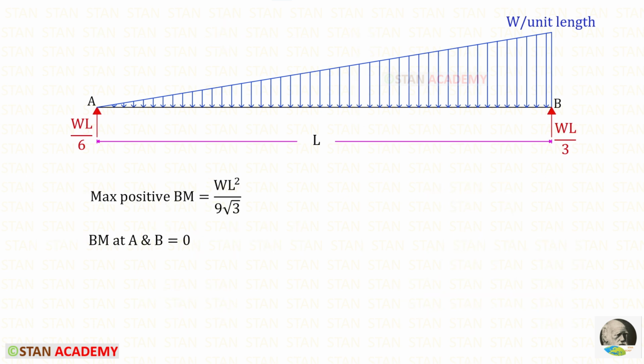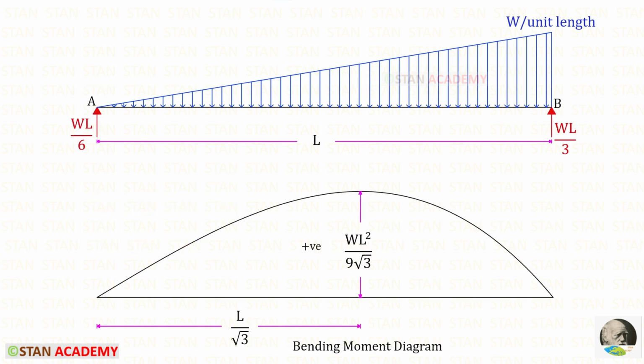We have found the expression for the maximum positive bending moment. And we know that in the simply supported ends, the moment will be 0. Here you can see the bending moment diagram. This is a cubic curve.